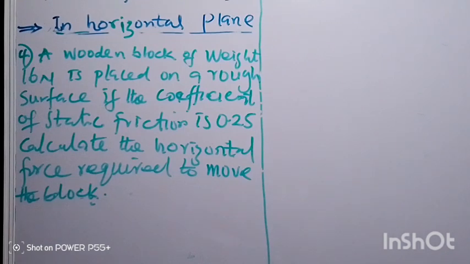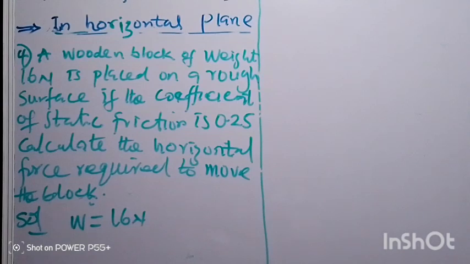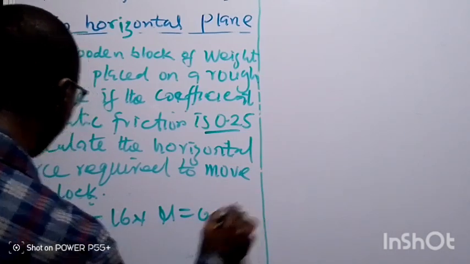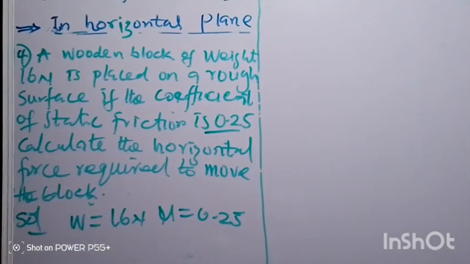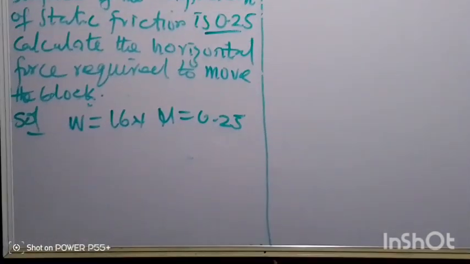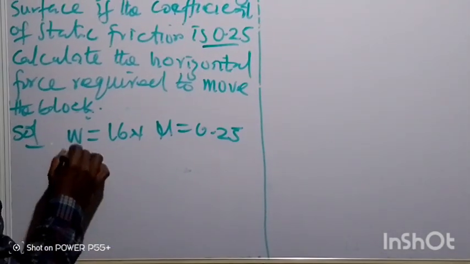Here now, let's write out the parameters. The weight of the block, W, is given as 16 Newton. Then, coefficient of static friction, mu, is 0.25. And that's all. Then we now have to calculate the force required to move the block. That is the applied force, P, unknown.